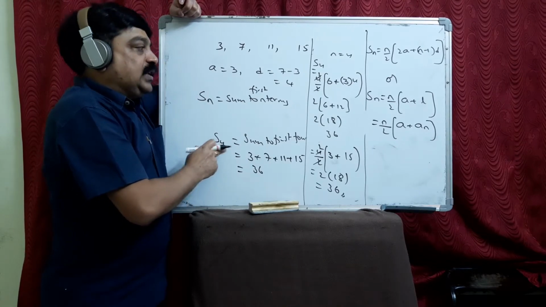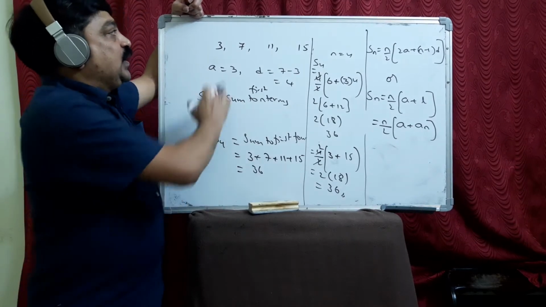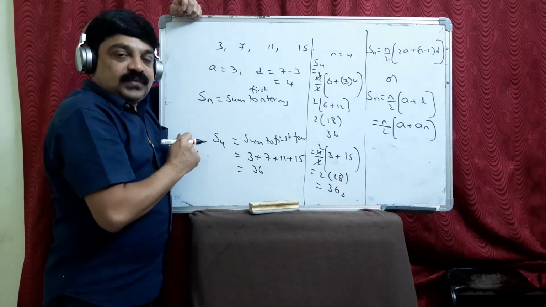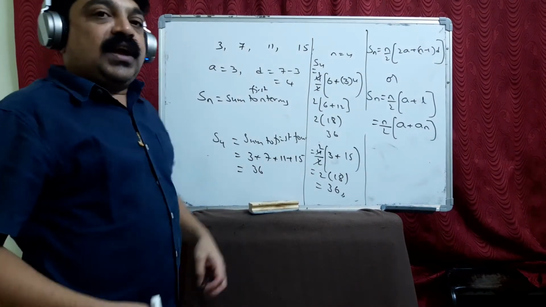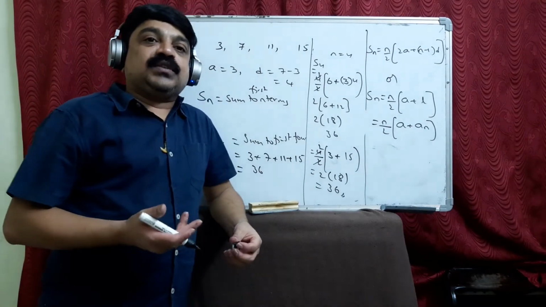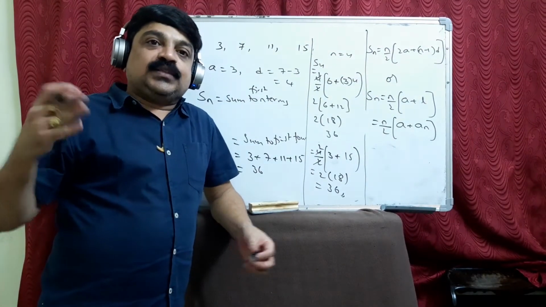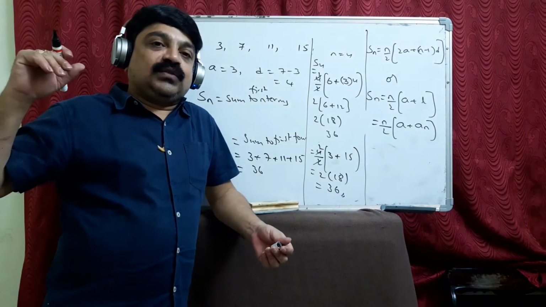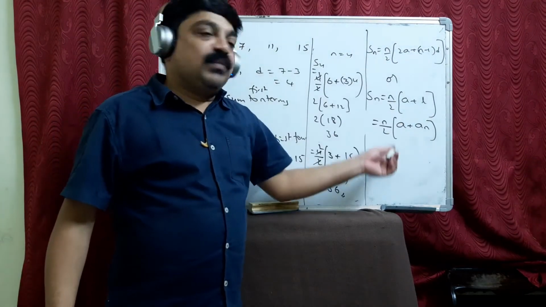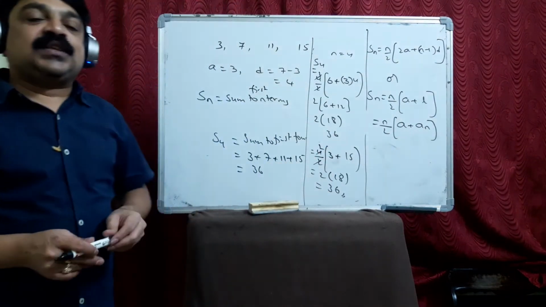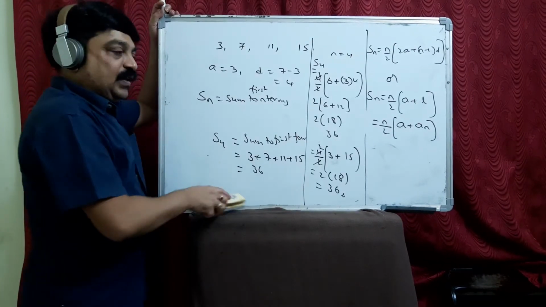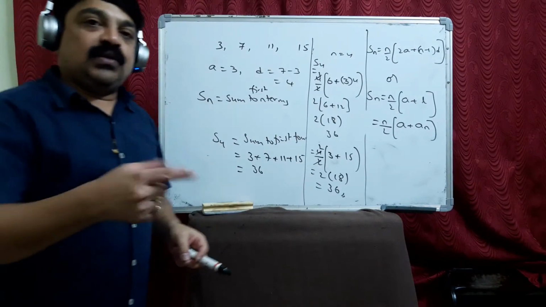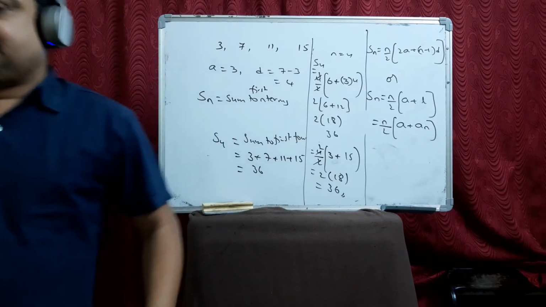In the same way, the sum to 3 terms means add the first 3. The sum to 2 terms, add the first 2. But suppose they ask you to find the sum to 10 terms, we can't add all the 10 terms. Sum to 20 terms, we can't add all the 20 terms. So we apply these formulas to find the sum to n terms, the first n terms of the series. Hope you understood this concept. Now let us start the exercise.